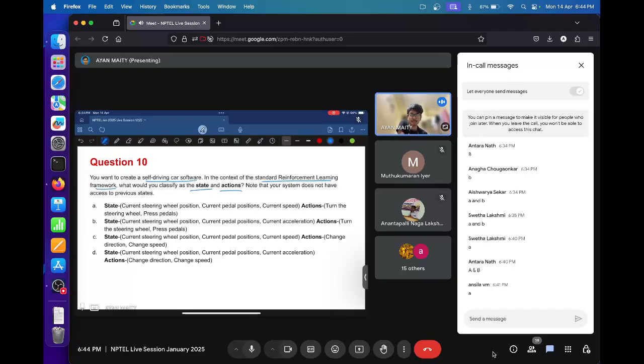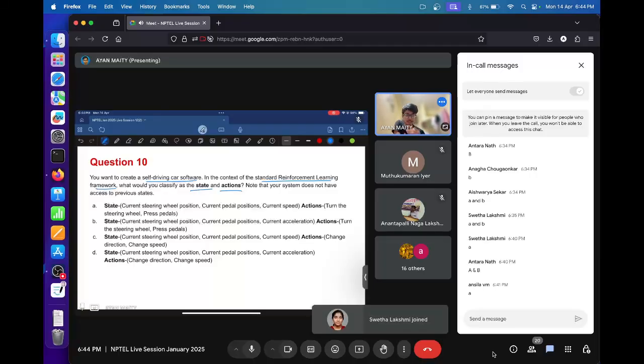And actions are much easier because there are two types of actions in case of car driving. First is turning the steering wheel. So that is the first kind of action. It changes the direction of the car. And second one is pressing the pedals. There are three pedals. So pressing the pedals is also some kind of action that the agent has to take. So these are the two things that the action should contain: turning the steering wheel and pressing the pedals. So option A is the correct answer, that state should contain steering wheel position, pedal positions, and speed.